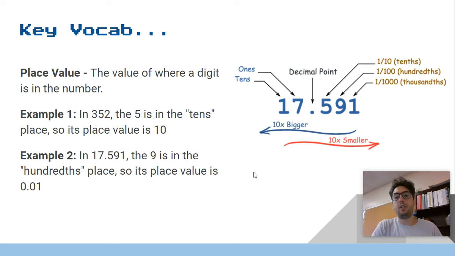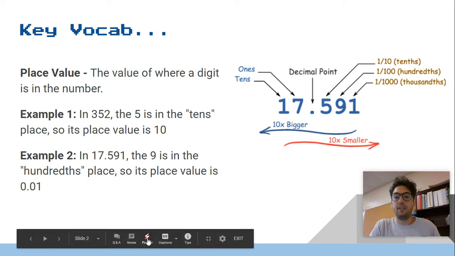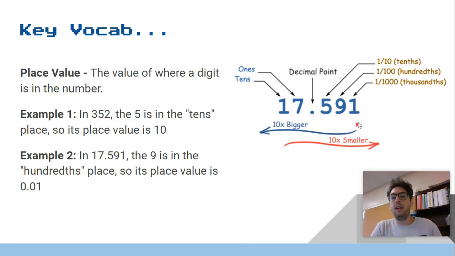Okay, so for example, here we've got a 7 that's in our ones place. We've got a 1 that's in our tens place. We've got a 5 in our tenths place, a 9 in our hundredths place, and a 1 in our thousandths place. So as you move to the left of your decimal, each step is 10 times bigger. And as you move to the right of your decimal, each step is 10 times smaller.